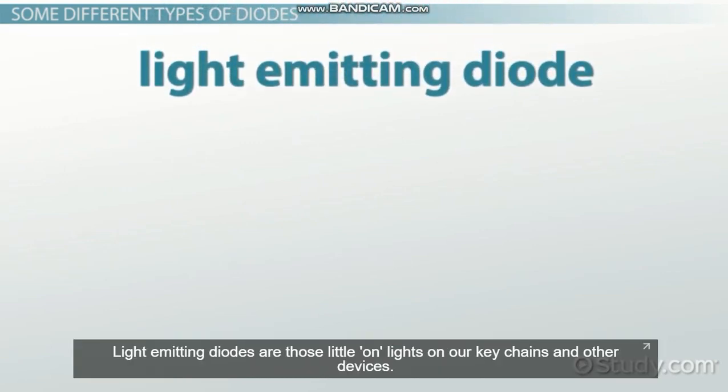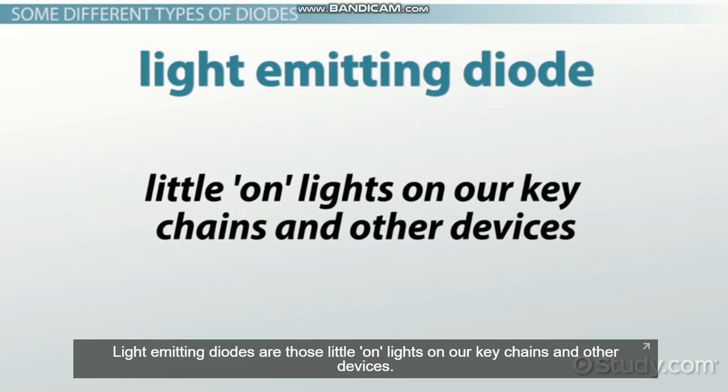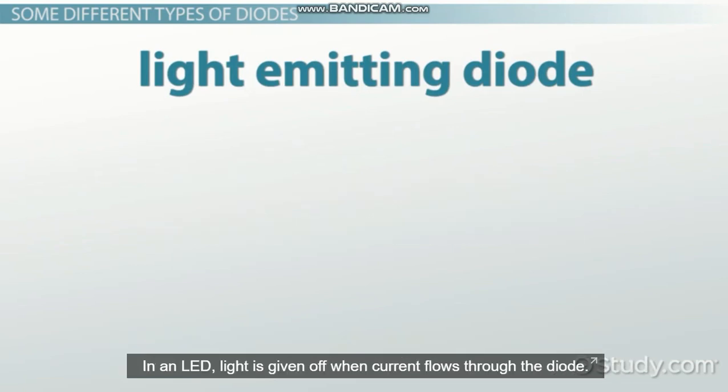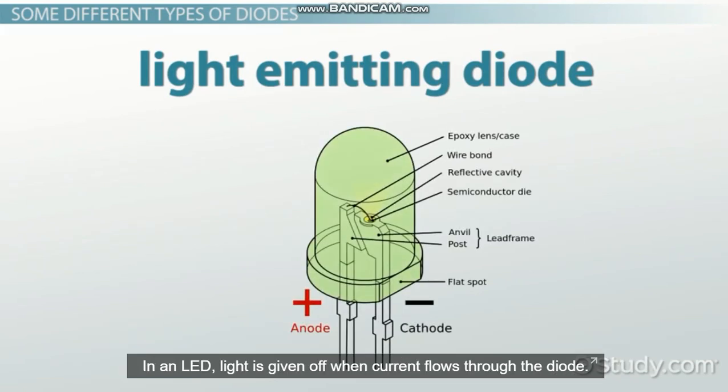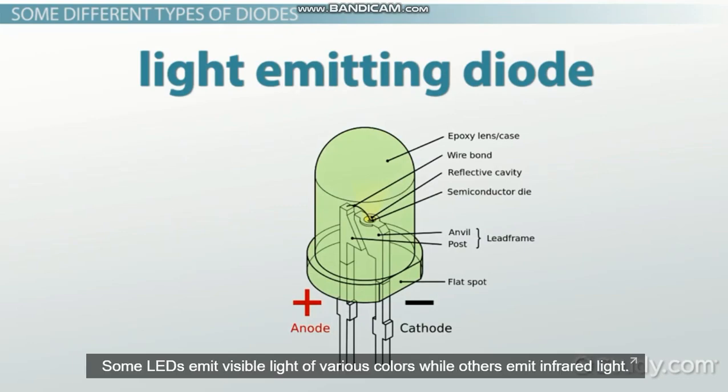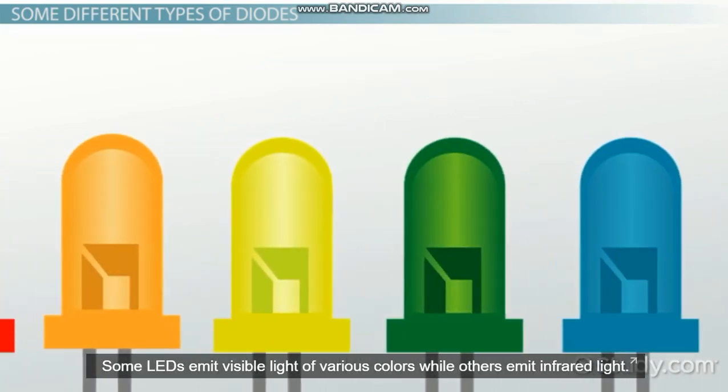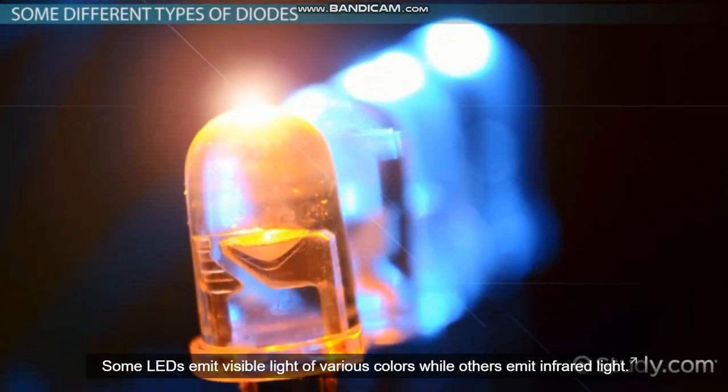2. The light-emitting diode, or LED. Light-emitting diodes are those little on lights on our keychains and other devices. In an LED, light is given off when current flows through the diode. Some LEDs emit visible light of various colors, while others emit infrared light.